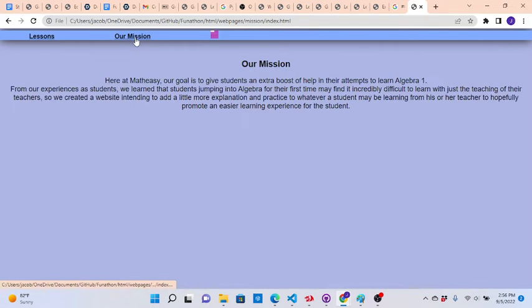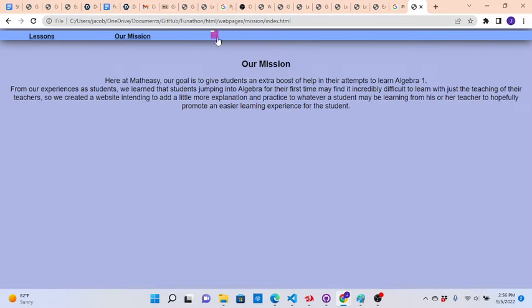Now we're going to go off to our mission page. Okay, so our mission page, you can read it if you like, but basically what it is, our website is meant to teach simple math concepts in multiple different ways to help students gain a better understanding. So let's start with one of our coolest functions.